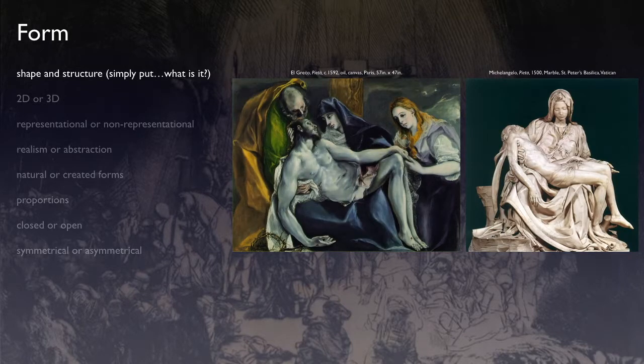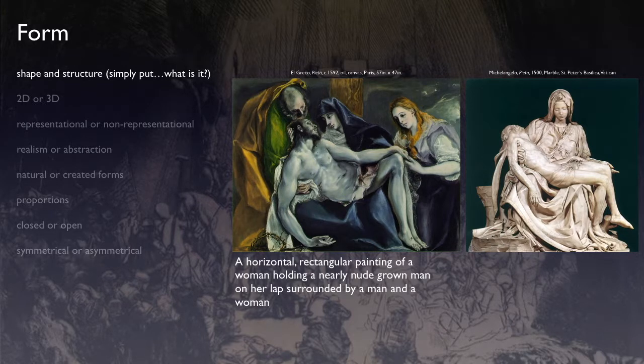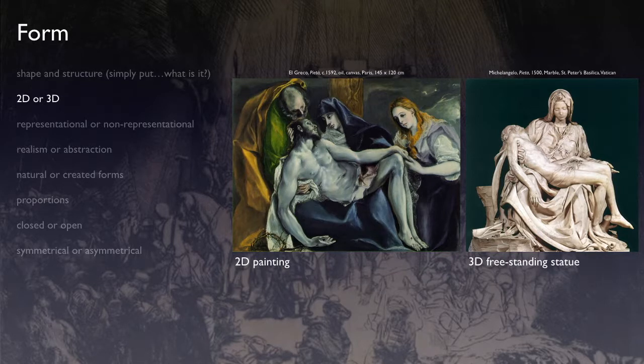So I've selected a comparison, an El Greco painting and a Michelangelo carving. So what is it? The El Greco is a horizontal rectangular painting of a group of people, 2 men, 2 women, and the center woman is holding a grown man across her lap. So that tells us that it's a painting, that it's horizontal, it's rectangular, and what is being shown. The Michelangelo is a freestanding carving of a woman with a grown man across her lap. We don't have to worry about color, we don't have to worry about any of the other elements, just that. Then we get another layer.